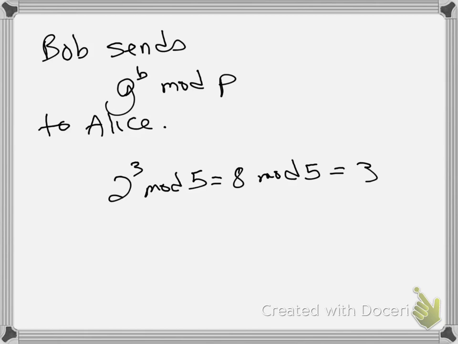Now Bob is going to do the same thing, except instead of the exponent A, he's going to use his secret exponent B. And then he sends the result to Alice. So he takes our generator, 2, his secret exponent, 3, calculates it mod 5. So 2 cubed is 8, 8 mod 5 is 3. That's the number that he sends to Alice.